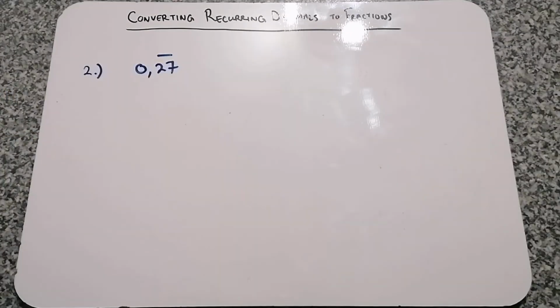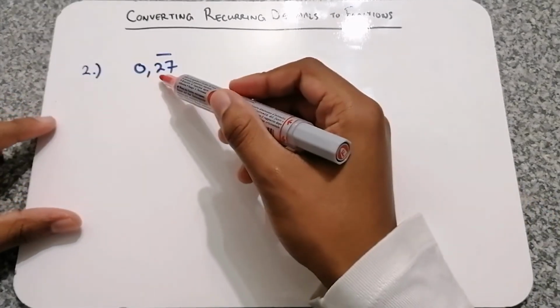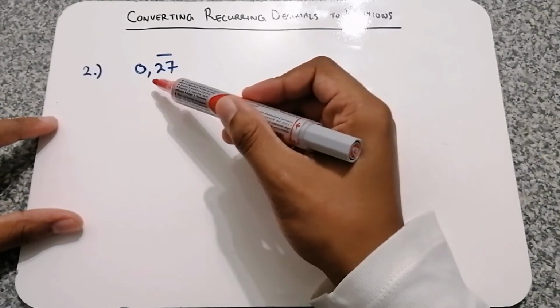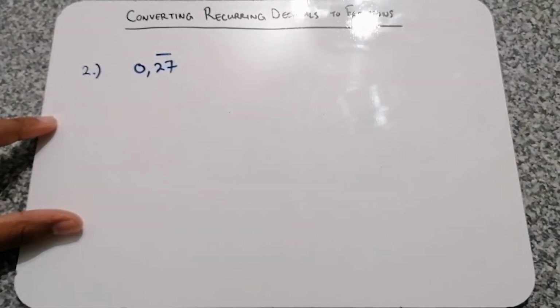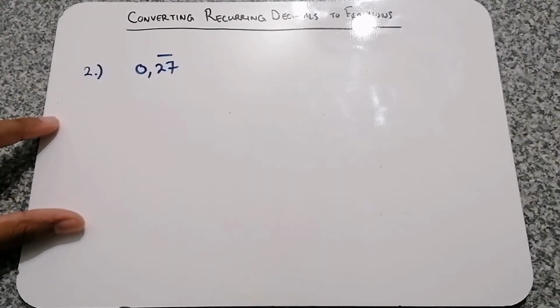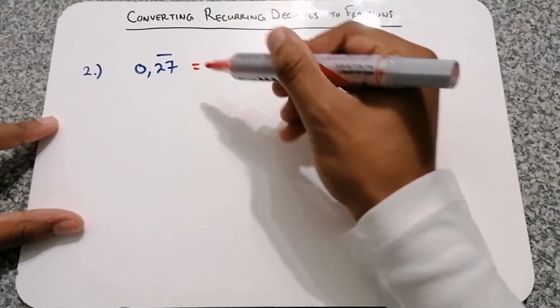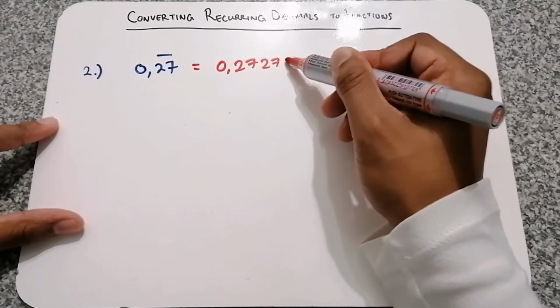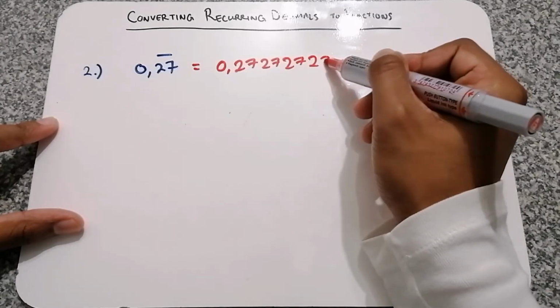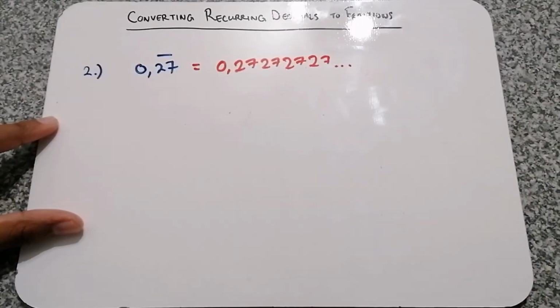Now look at my next example. I have 0.27 recurring. The 2 and the 7 is recurring. That's why there's that bar above to represent the 2 and 7 recurring. I could rewrite this as 0.27272727 all the way to infinity.